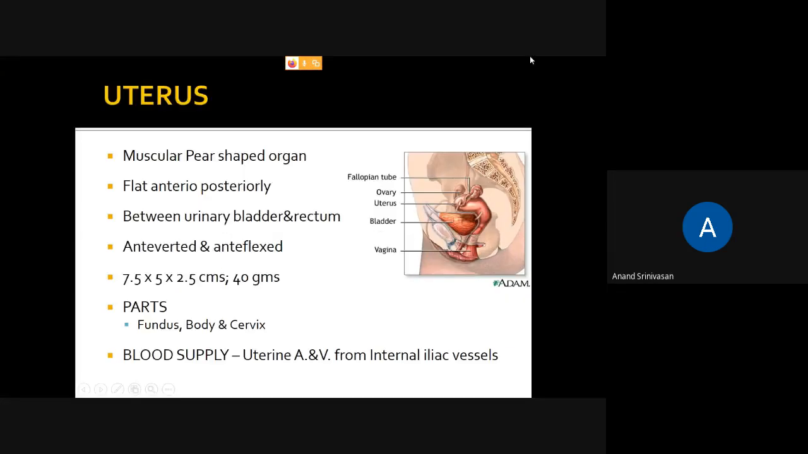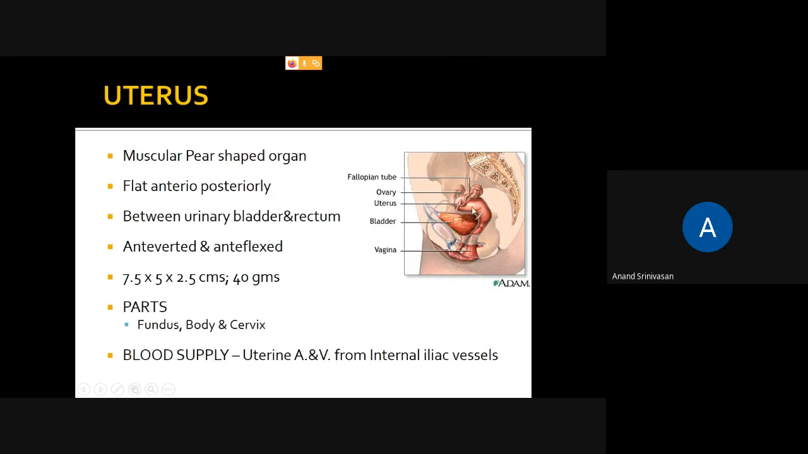The next organ is the uterus. The uterus is a pear-shaped organ and it is flat. When the person is non-pregnant, it is flat anteroposteriorly, and it is located between the urinary bladder and the rectum. So anteriorly it is the urinary bladder and posteriorly it is the rectum.